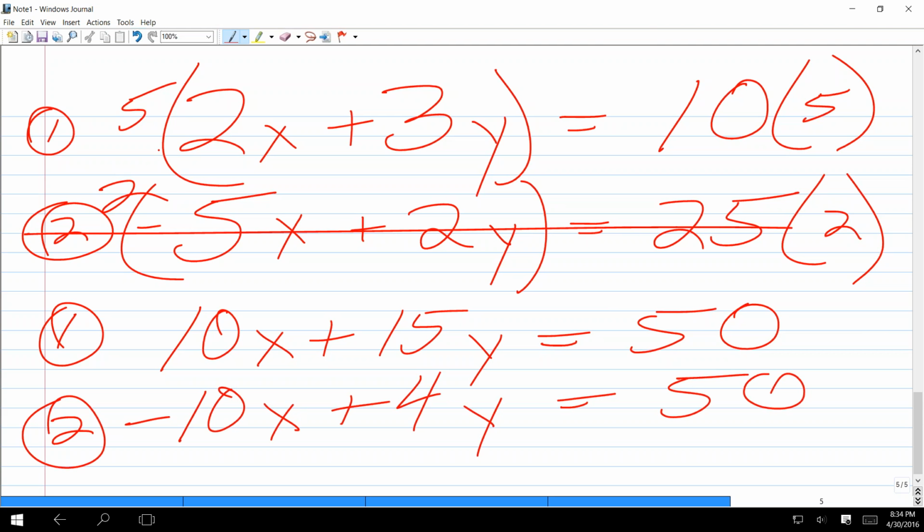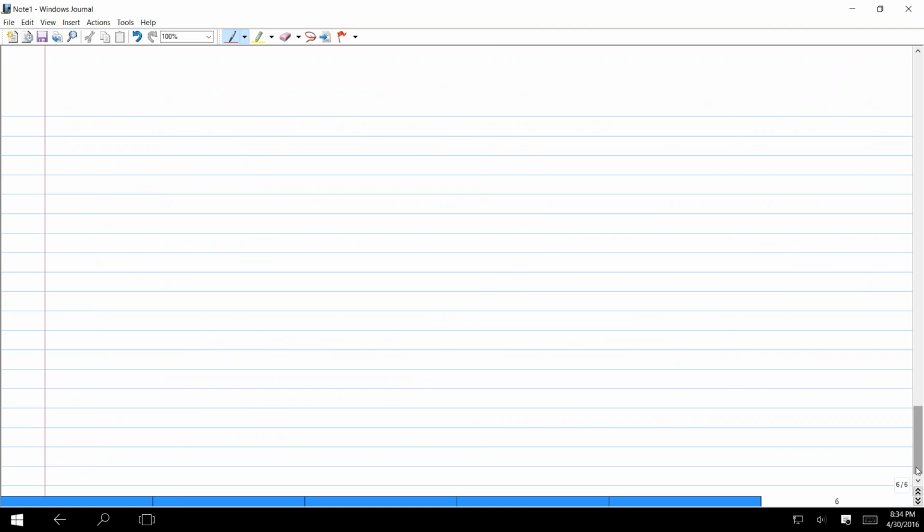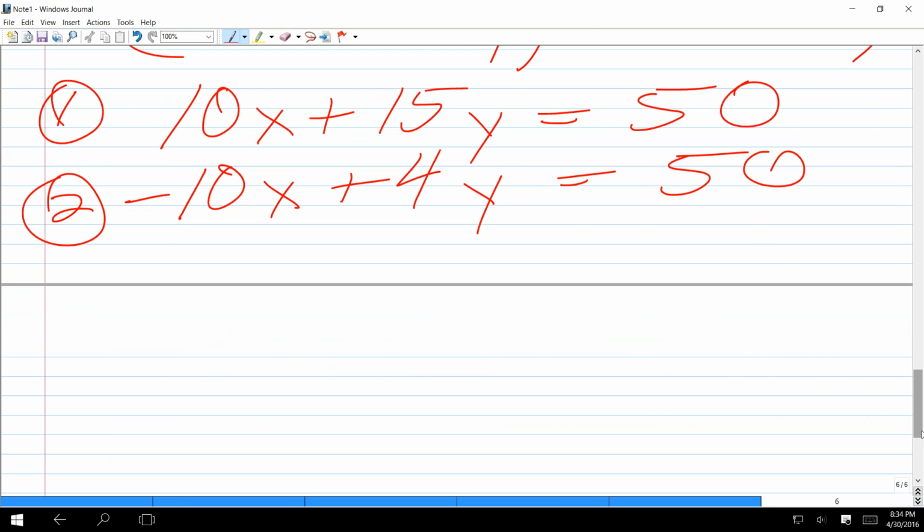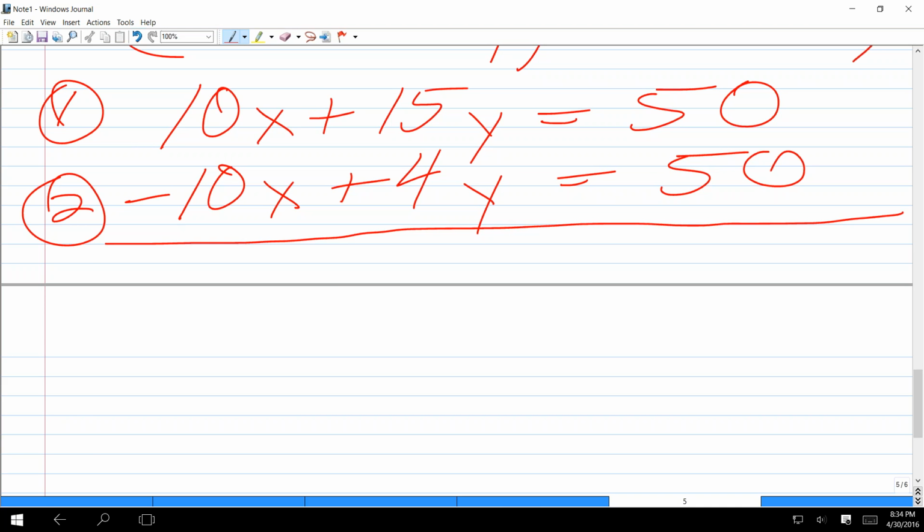And now these are my new equations, and notice that by merely adding these two equations together, x goes away. It gets eliminated. Even though it took me finding something similar to a common denominator, now I can easily add the two equations. If I add those two equations, I get 0x plus 19y equals 100. Well, if 19y equals 100, I can solve for y.